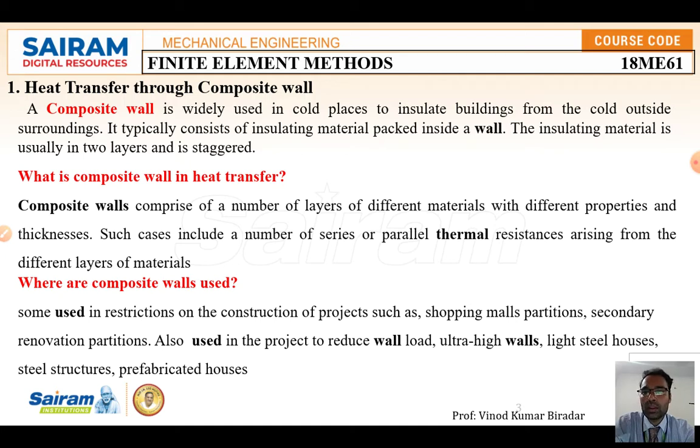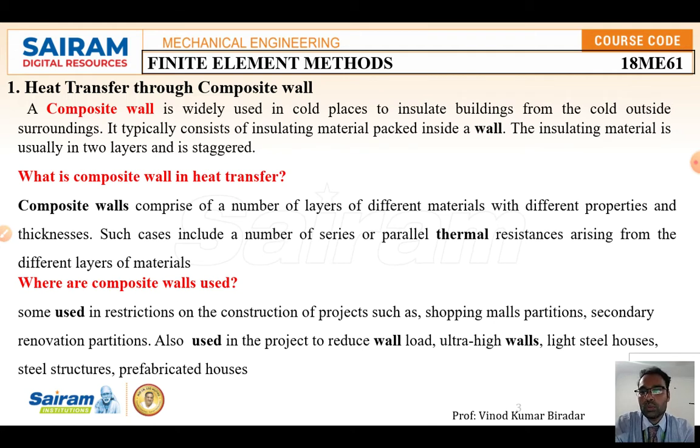So what is a composite wall in heat transfer? That is the normal definition. It is used in heat transfer because it comprises a number of layers of different materials with different properties and thickness. The areas may vary, that is the thickness, width, breadth. It includes a series of thermal resistances arising from the different layers of the material. Each layer has different characteristics. Suppose the wall is made up of three layers, each layer has a different thermal conductivity, so these three layers perform different functions in a heat transfer problem.